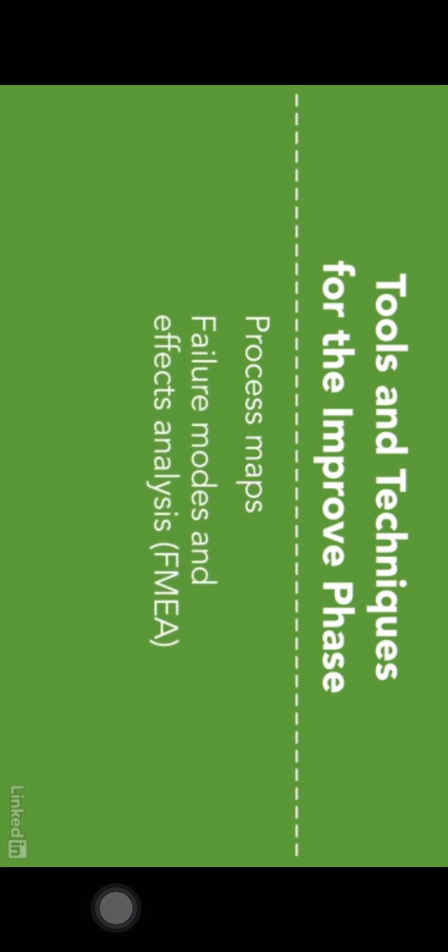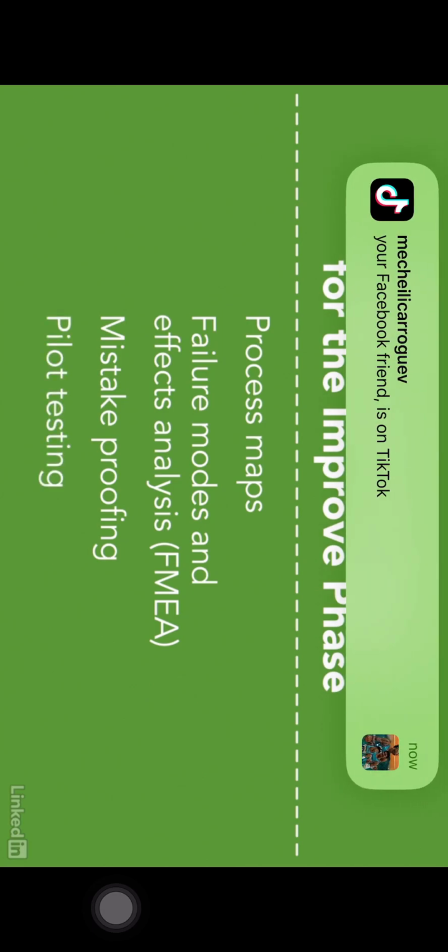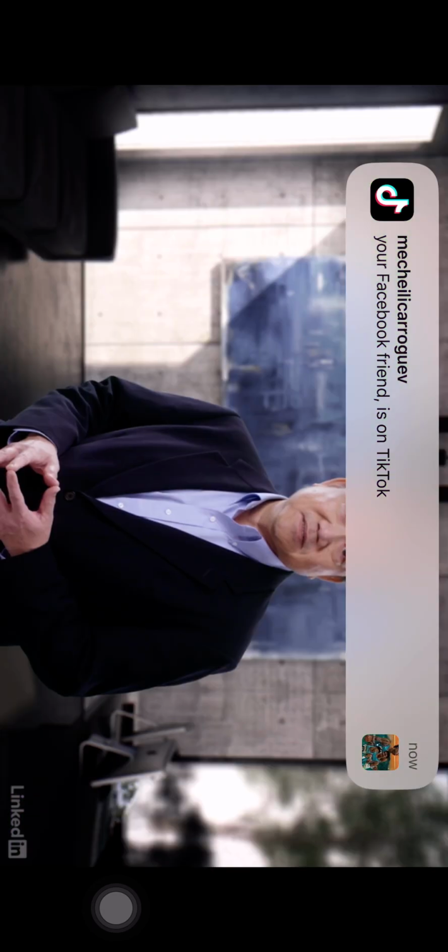Now, before implementing any solutions, you must apply these tools and techniques. New process maps to achieve a common understanding of the improved process. FMEA, or Failure Modes and Effects Analysis, to mitigate any potential risk of failure in the improved process. Also, mistake proofing to prevent any possibility of errors. And pilot testing to make sure it works before full implementation.